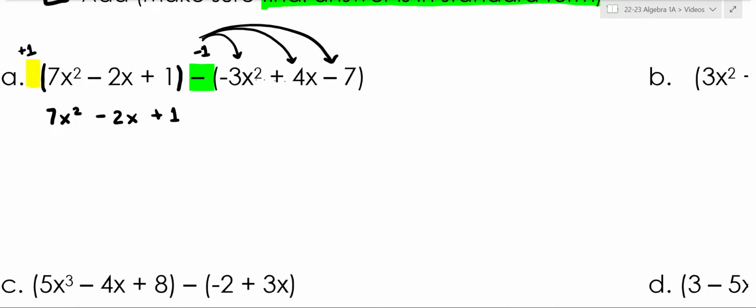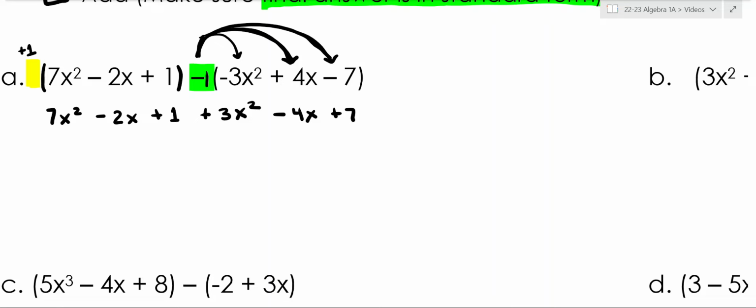Now we multiply -1 times -3x squared. Negative times negative is going to become positive. I'll put the 1 right here so it isn't confusing. So this becomes -1 times -3, negative times negative becomes positive. Then the -1 times the positive 4x, negative times positive becomes negative. And then the -1 times the -7, negative times negative becomes positive.